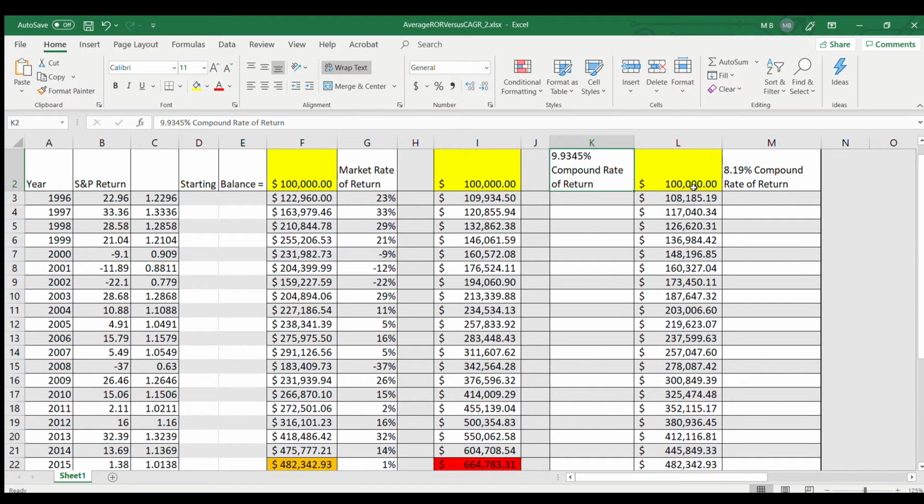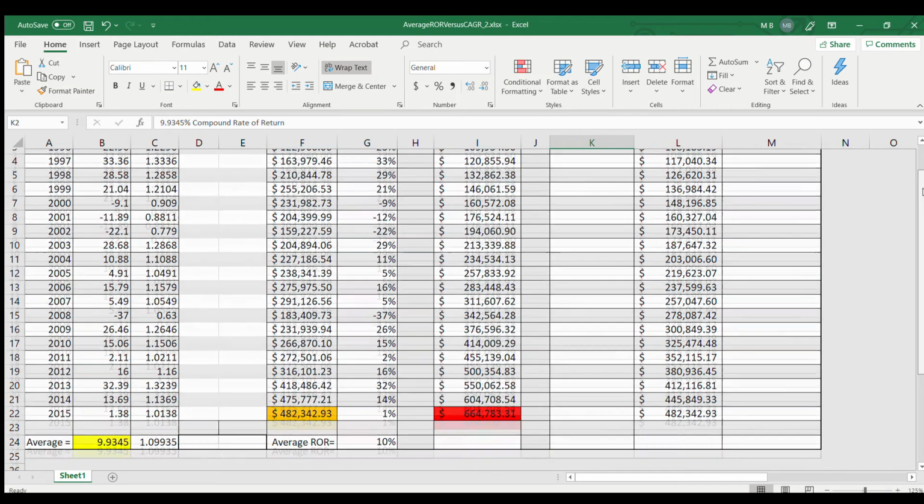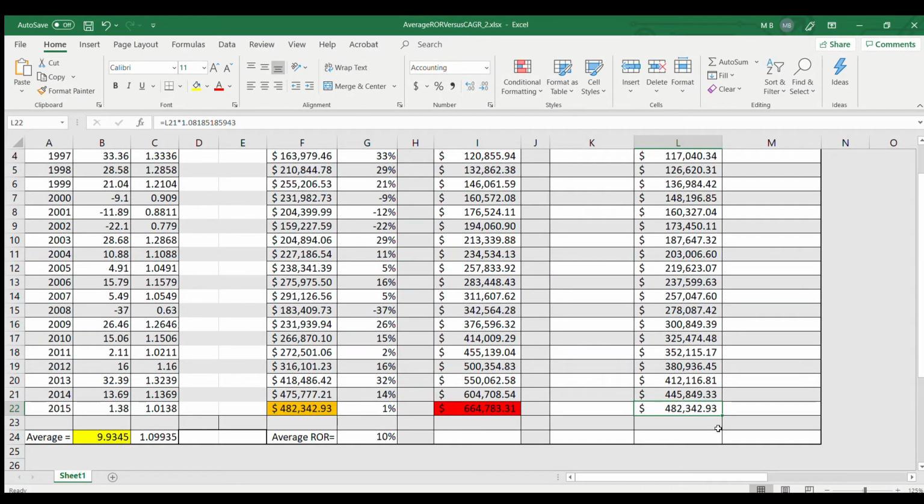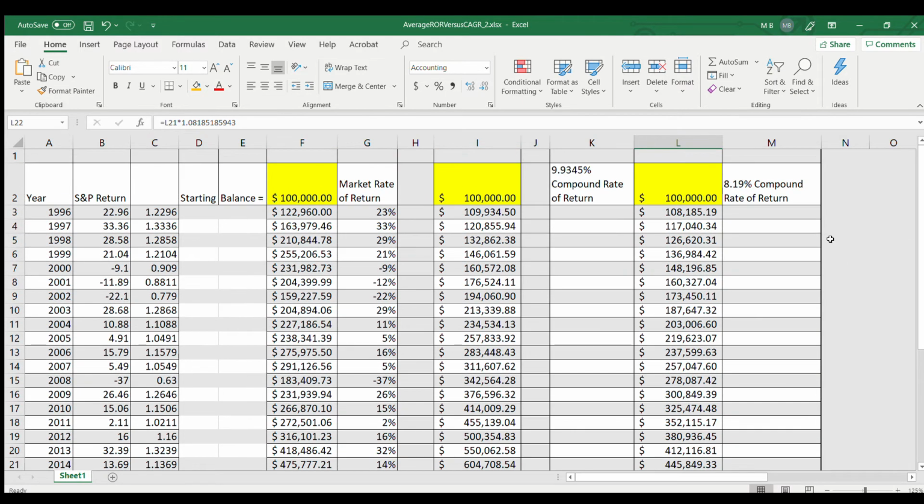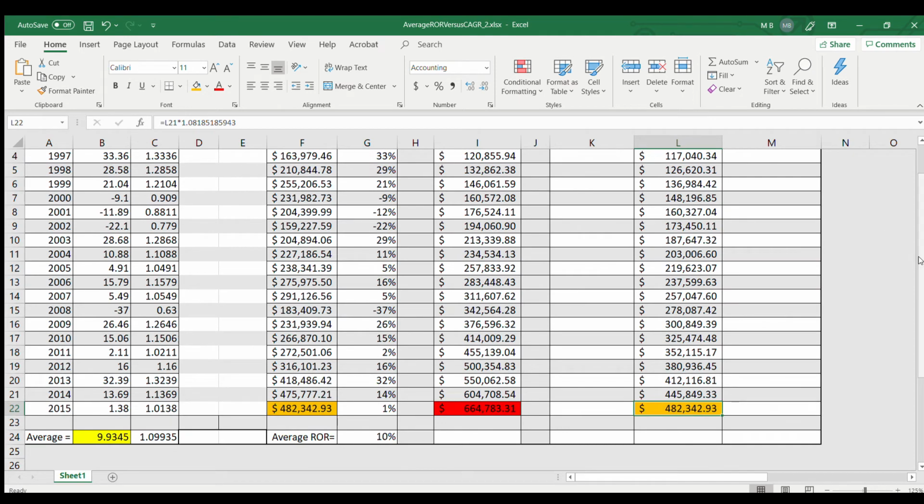And if we run the compound interest calculator on 100,000 at 8.19, you see we end up with $482,342, just as we did. And I'll mark it again in orange so you can see it. These two numbers, both in orange, are exactly the same. The one I obtained on the left, I obtained by applying the actual S&P return year after year over 20 years. And the one on the far right, I obtained essentially by plugging 8.19 into a compound interest calculator.